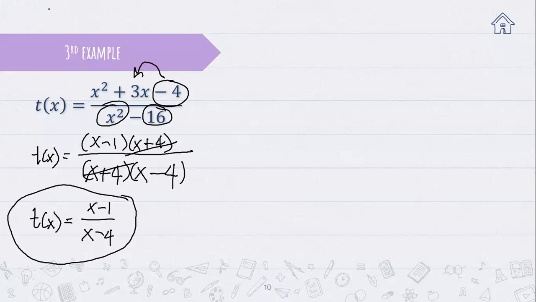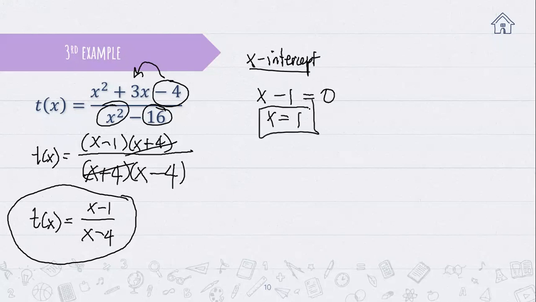Okay, sige, let's check your work. Ayan. So we have x-intercept. Paano kunin sa x-intercept? Yung numerator. Dito na tayo kukuha sa simplified function na. So x minus 1 equals 0. So x is equal to positive 1. So our a is equal to 1.